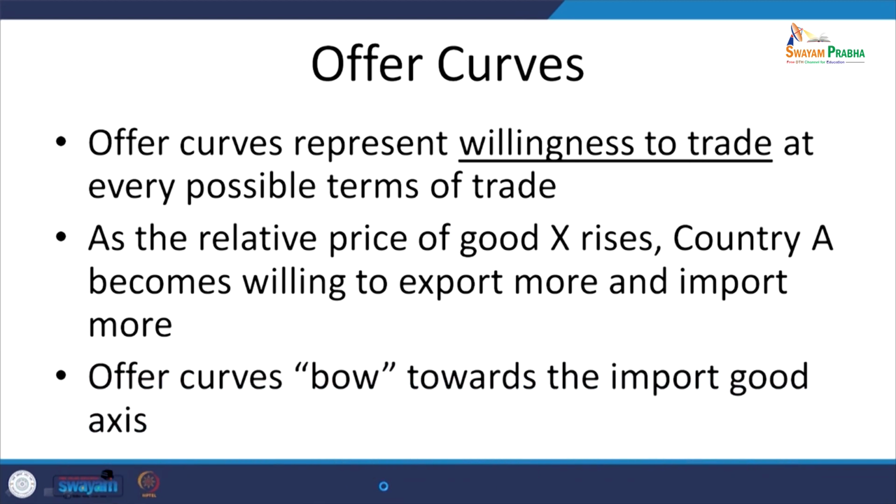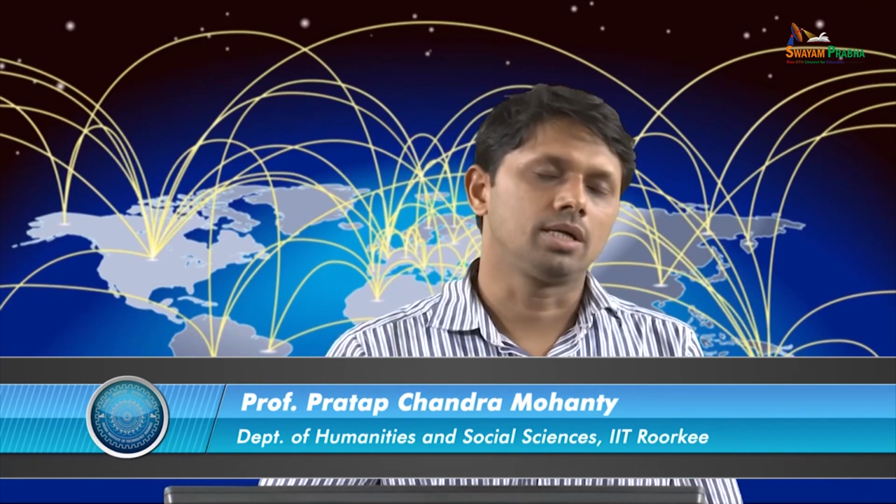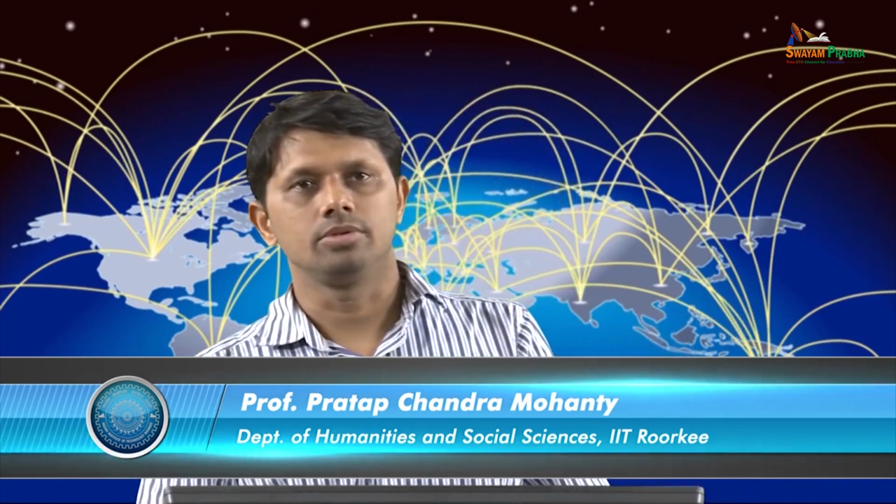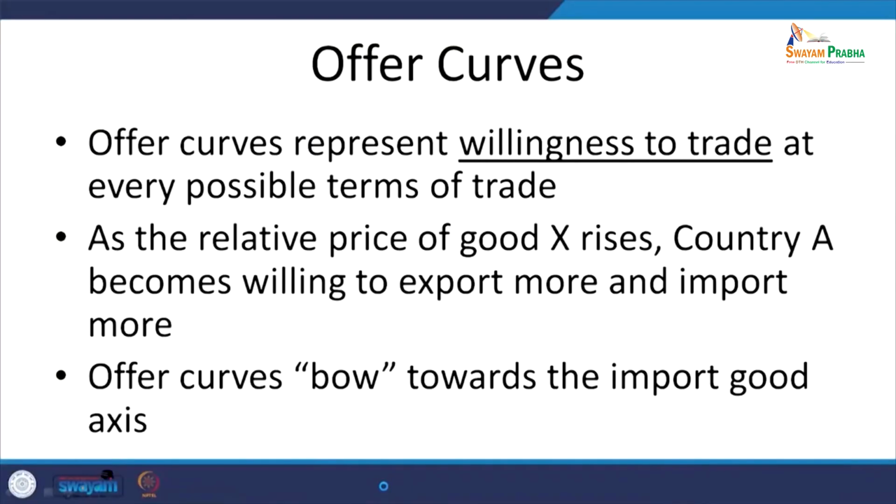Now, as the relative price of commodity X rises, country A becomes willing to export more and import more also, because of other options available, and our standard of living increases and the consumption basket increases. So, their indifference map reaches a higher level. So, the offer curve is actually bowed towards the import good axis. Why the import good axis? We need to check again.